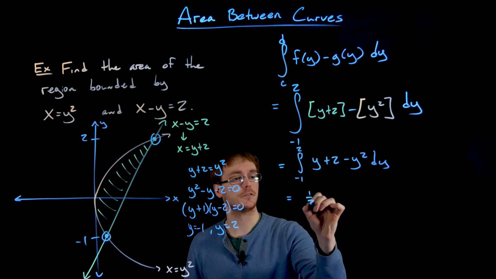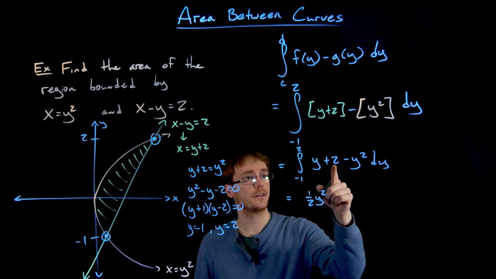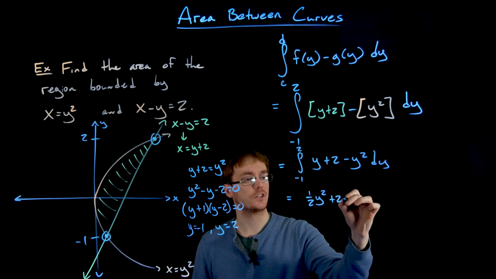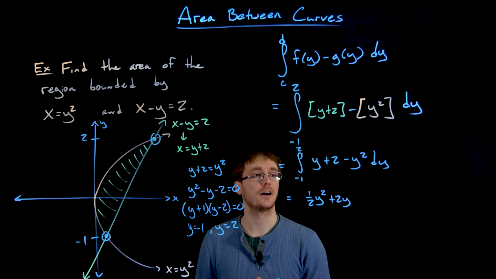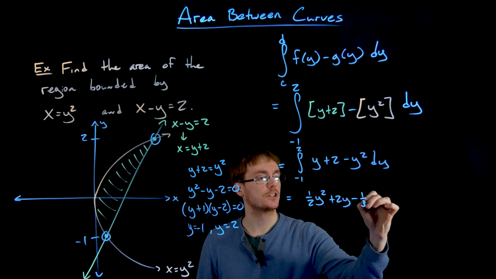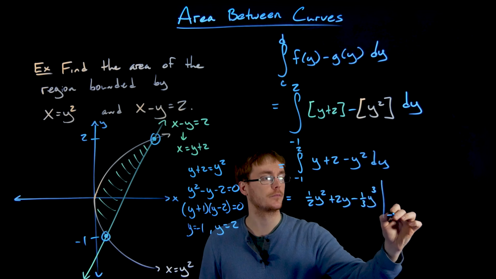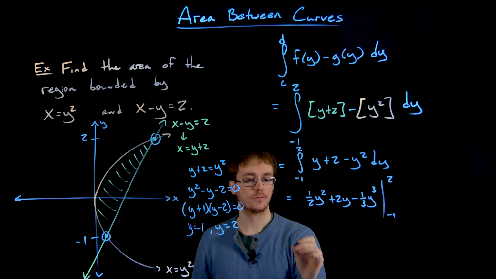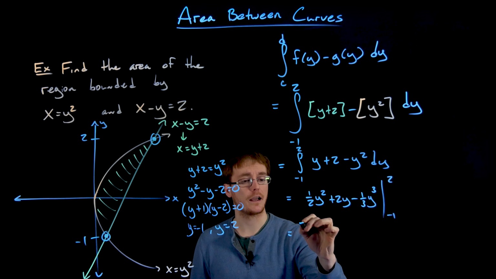The antiderivative of y, or y to the first, is going to be 1/2 y squared. The antiderivative of the constant 2 is going to be 2y. Remember, we're integrating with respect to y here and not x. And then our antiderivative for y squared is going to be 1/3 y cubed. So now we have to evaluate our antiderivative at the y value of 2.